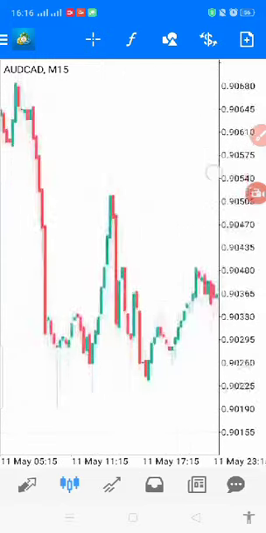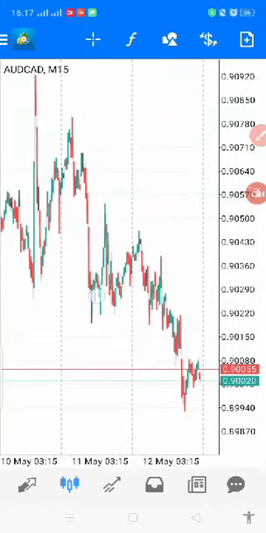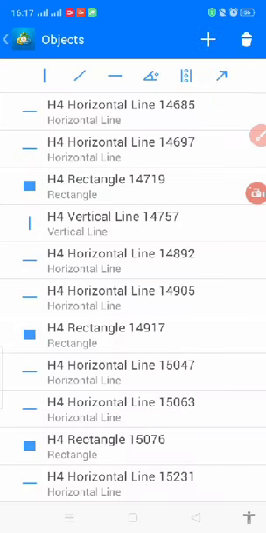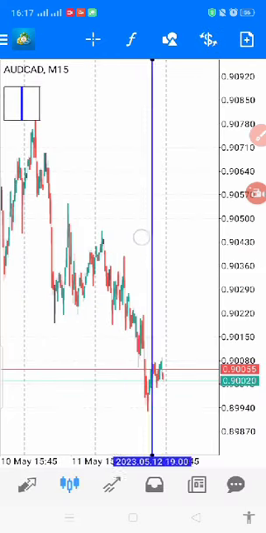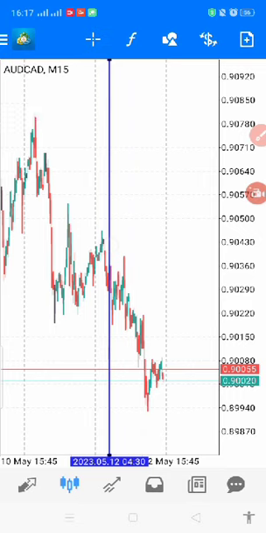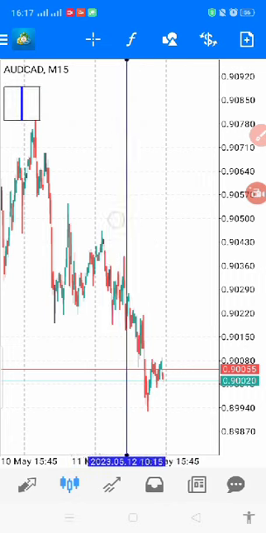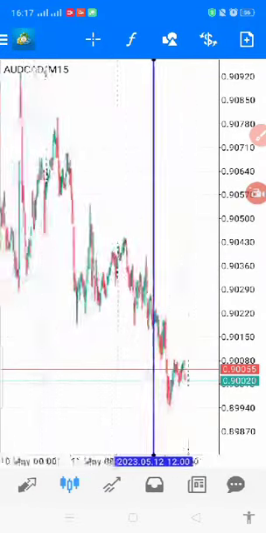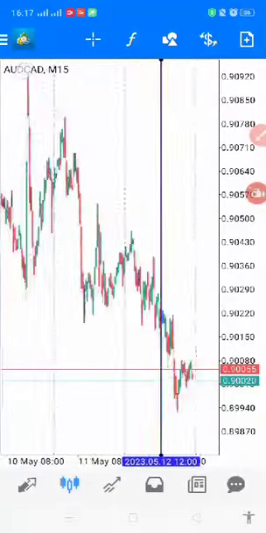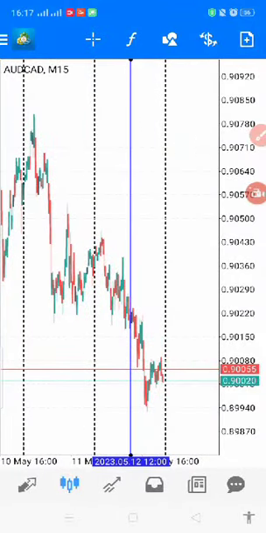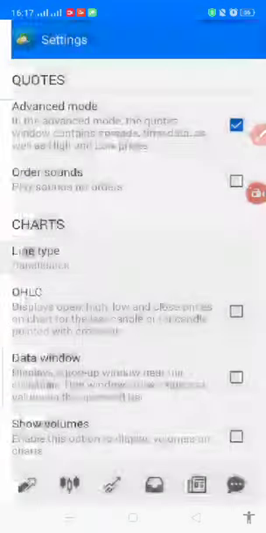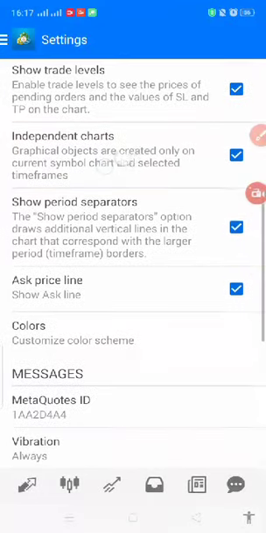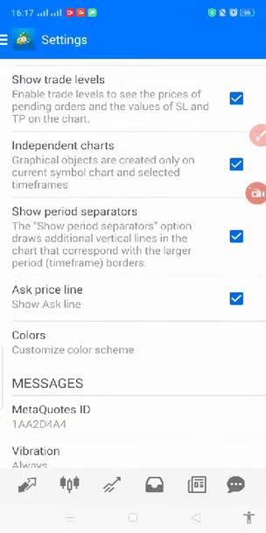What it means is this: if I pick any of these objects and place it here, what independent chart stands for is that this line that I place right now will only be available for this particular currency pair, this AUD Canadian dollars. Look at the name of the instrument here. So this independent charts option is saying that the line should be available for only that particular chart.